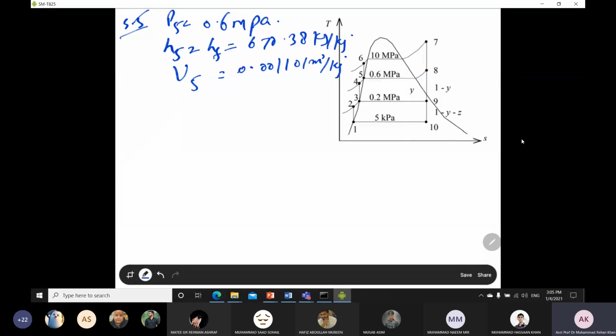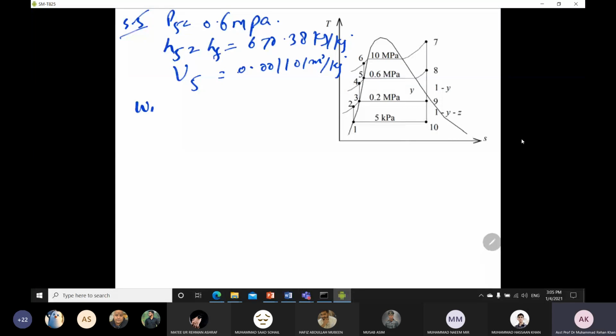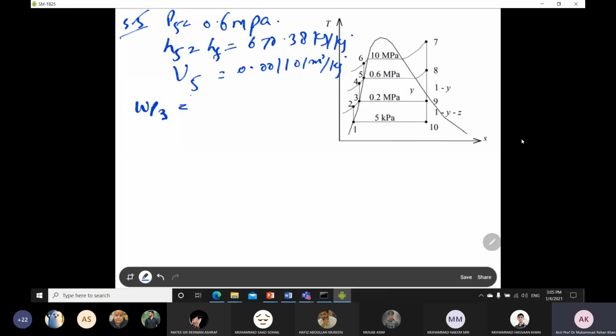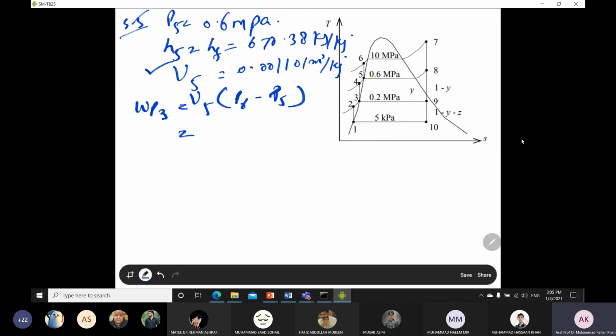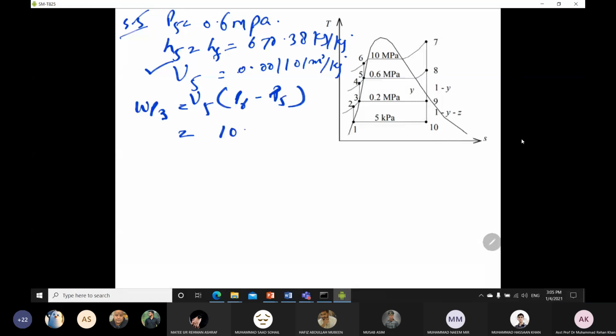So for pump 3, we also find the work associated with the pump 3. So specific volume at 5 and P6 minus P5. Specific volume at 5 is known to you. P6 is also mentioned in the question and P5 is also mentioned in the question. So plug in the values and you will get 10.35 kilojoule per kg.